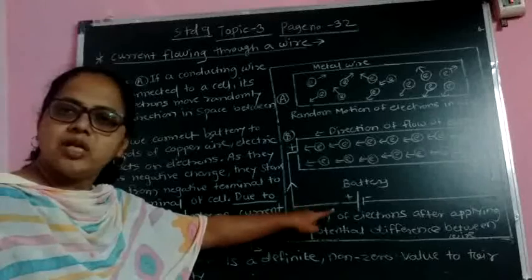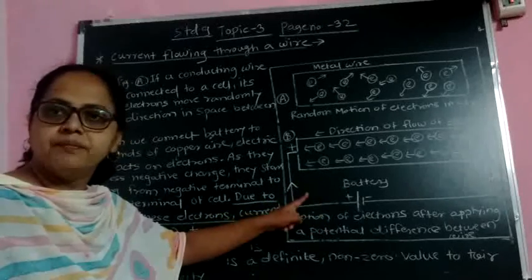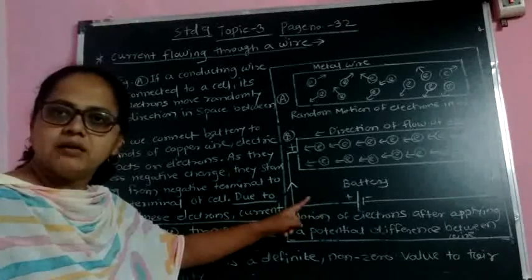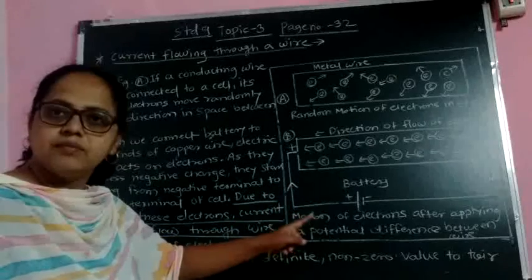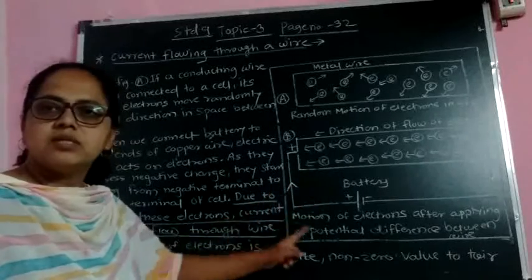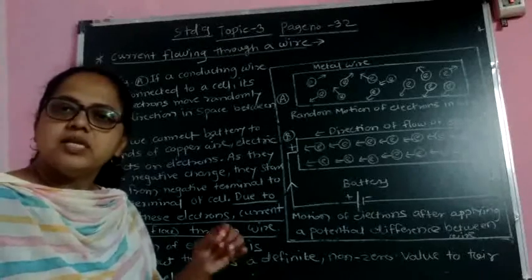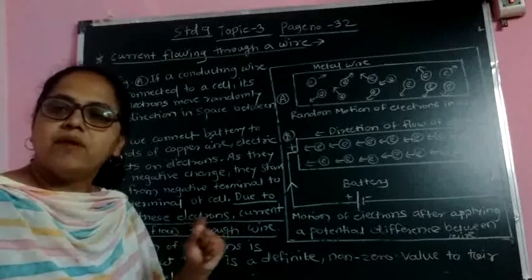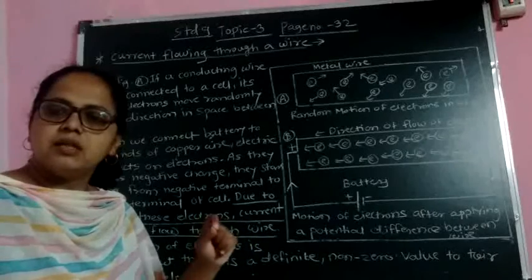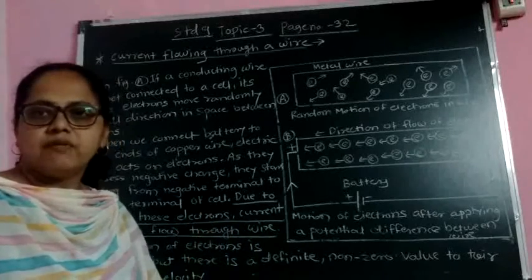We are applying the potential difference across the copper wire or across the metallic wire, and because of that electric force, electrons start to move, and these constitute the current. Current is nothing but flow of electron through the wire.